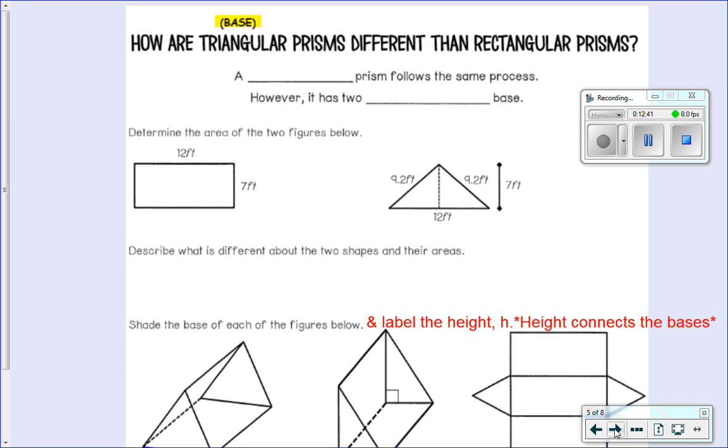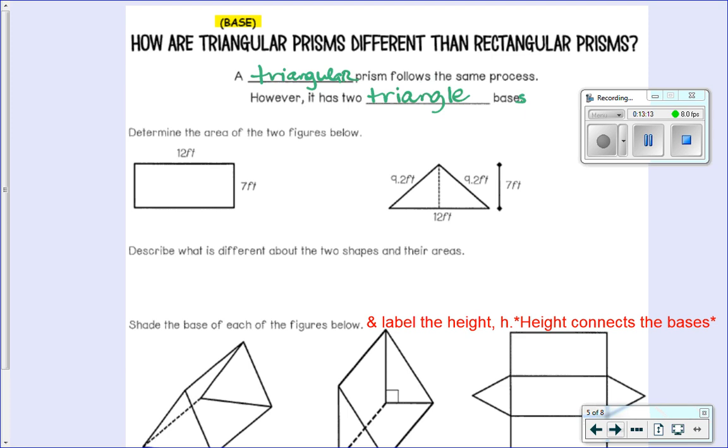All right, a triangular prism follows the same process. However, it has 2, what shape is the base? You got it. That's 2 triangular bases. 2 triangle bases. Should be triangular.